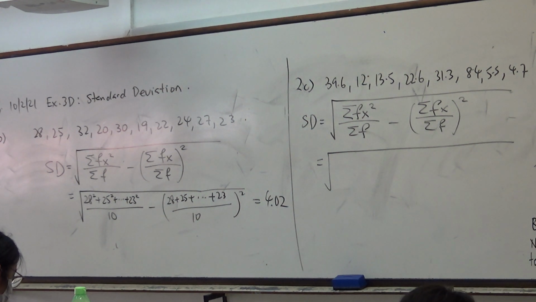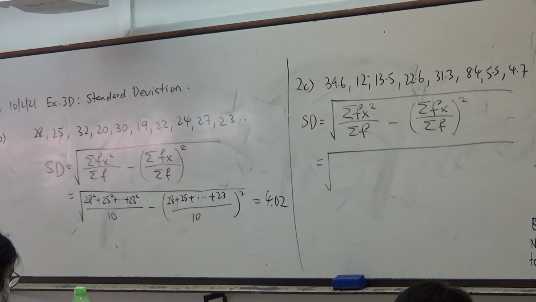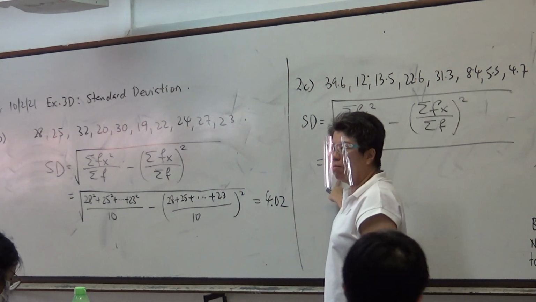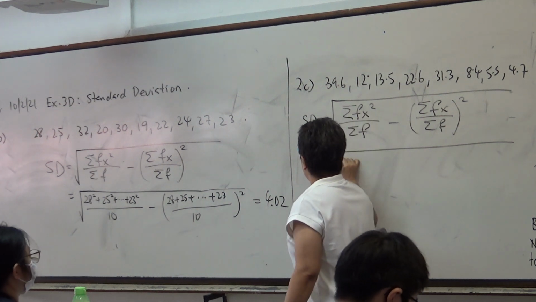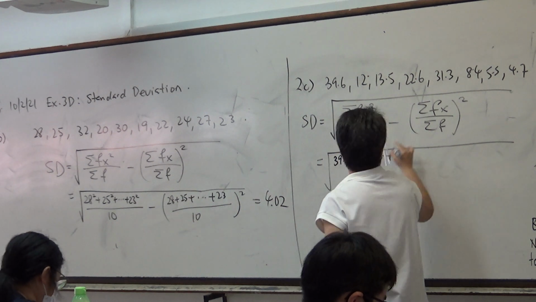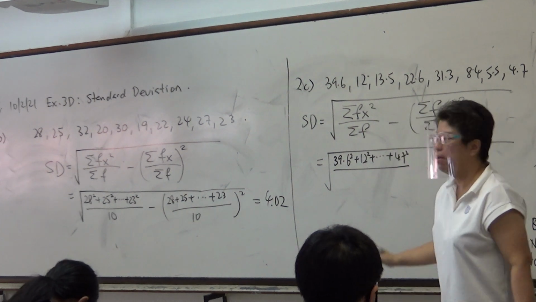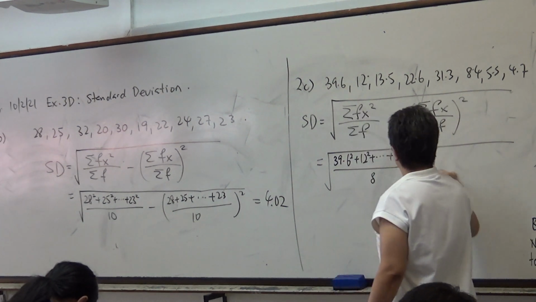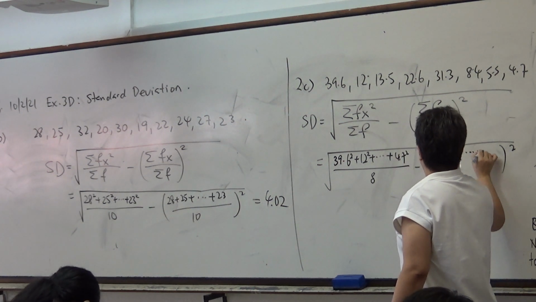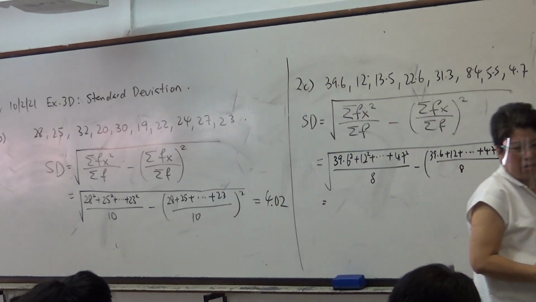May I know how would you write the first part? Here. What was that? 39.6 squared plus 12 squared plus dot dot dot plus 4.7 squared, divided by what? How many data are there? 8. Then you minus 39.6 plus 12 plus dot dot dot plus 4.7 over 8. Then you key in your answer.